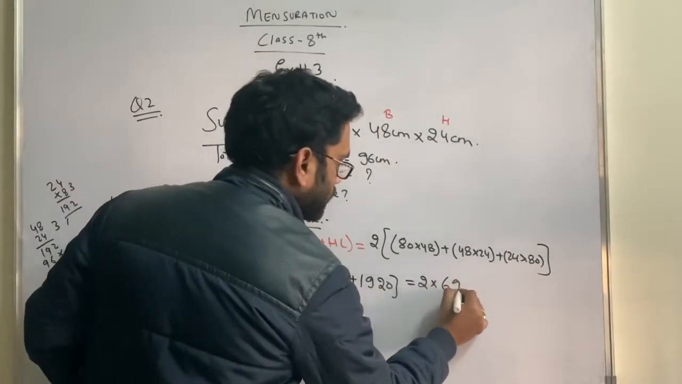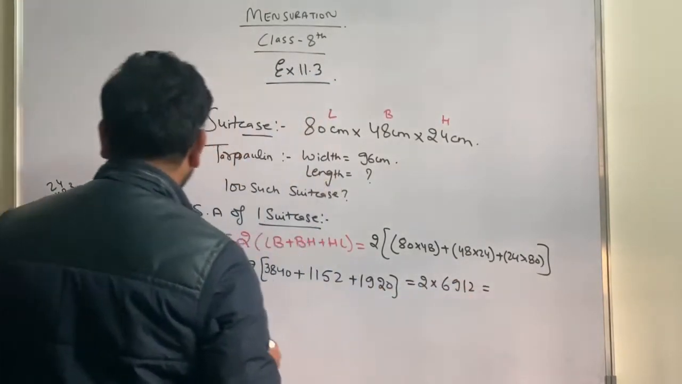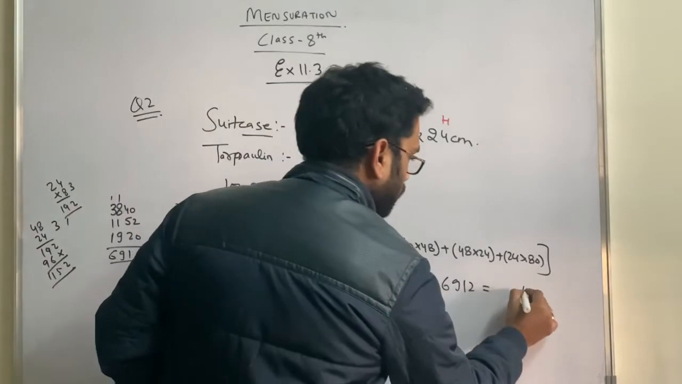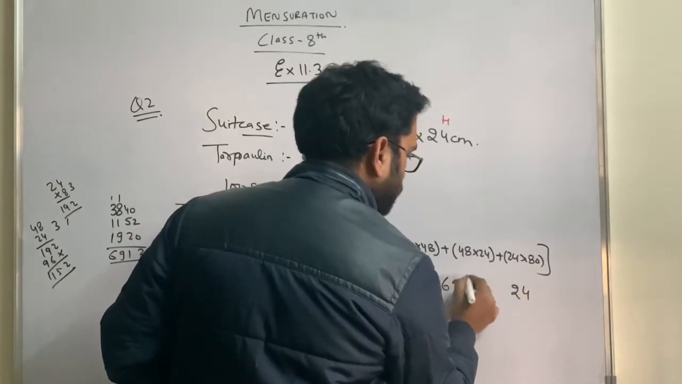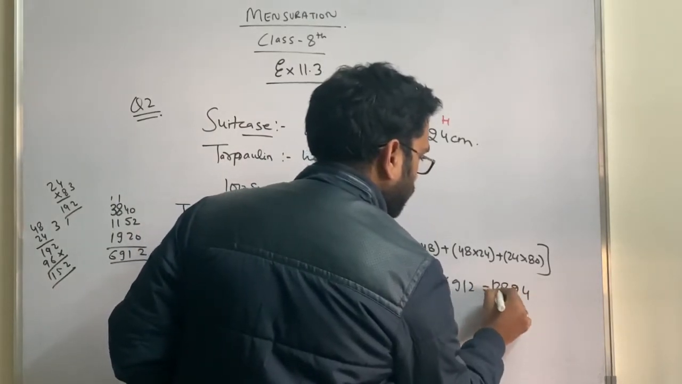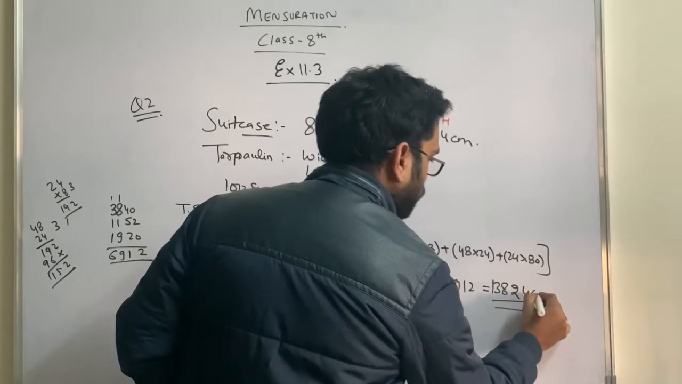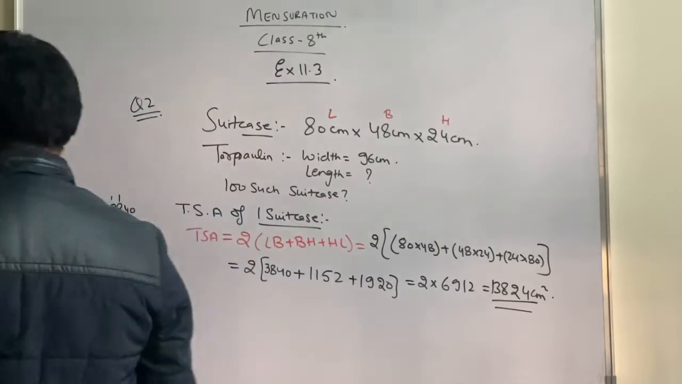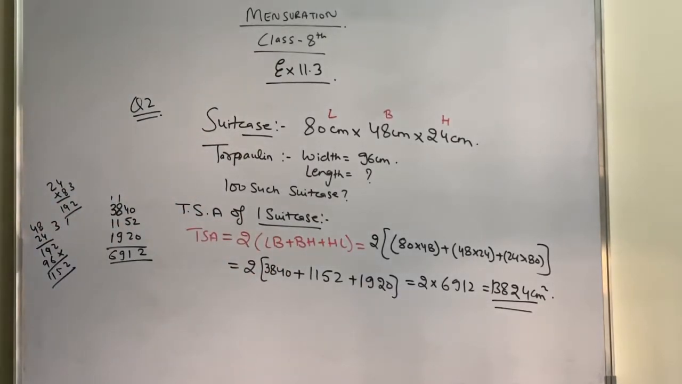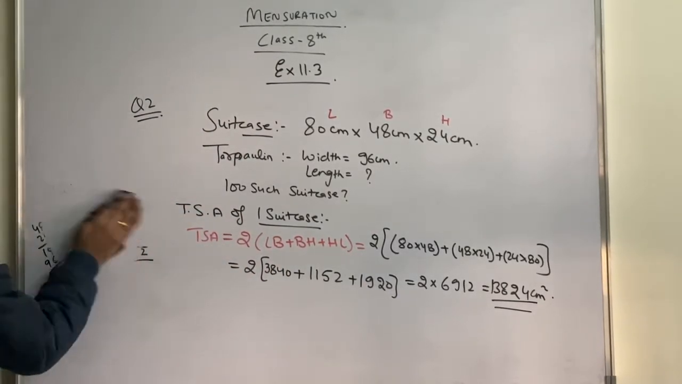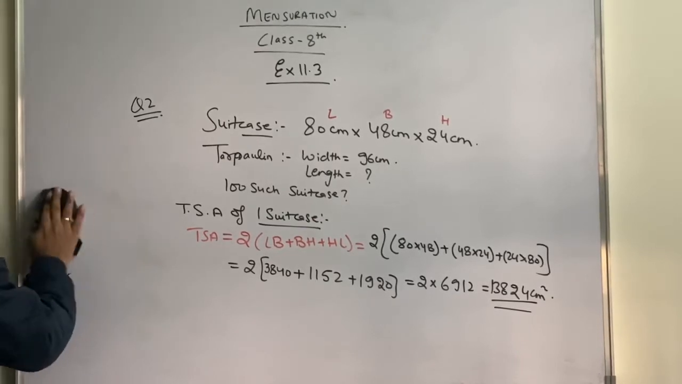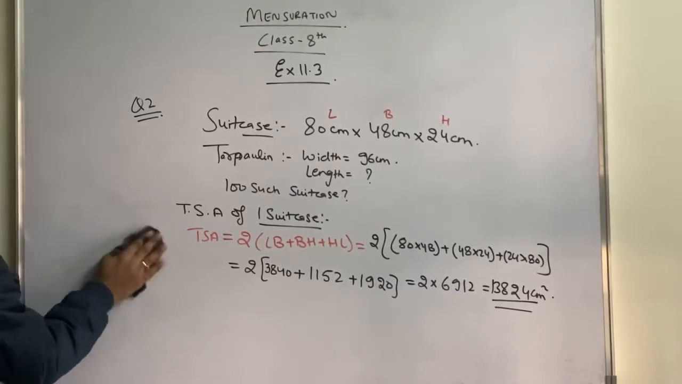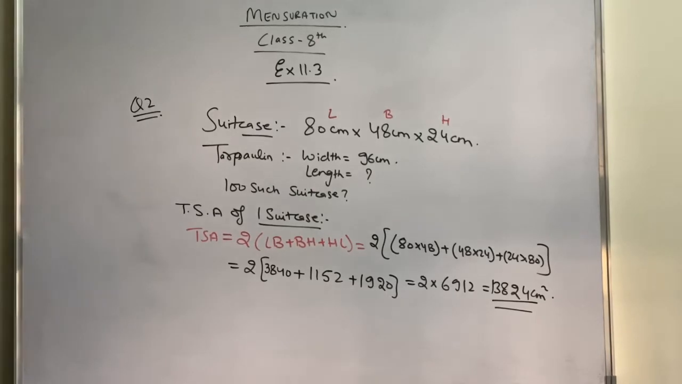After this, we get 2 into 6912, which is equal to 2 twos are 4, 2 nines are 18, 1 is 8, 2 sixes are 12, 3, so 13824 centimeter square. This is the total surface area of one suitcase.